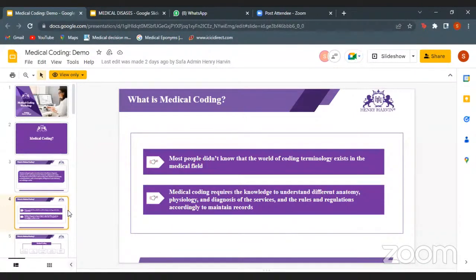Medical coding requires the knowledge to understand the different anatomy, physiology, and the diagnosis.